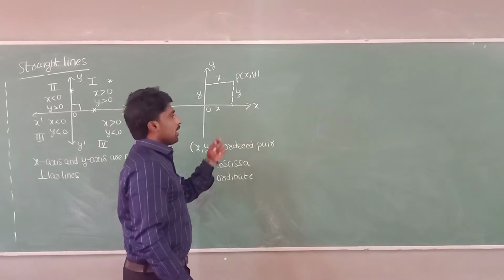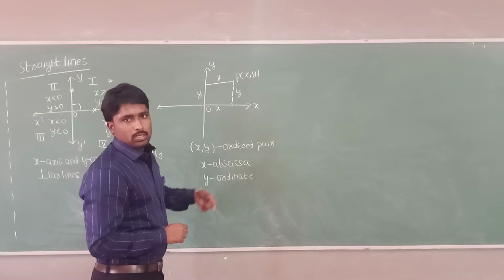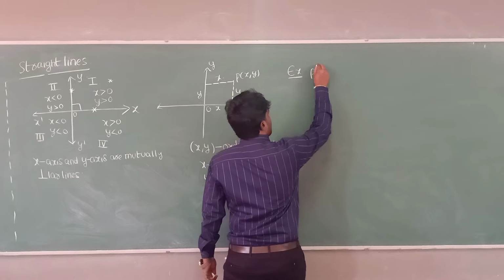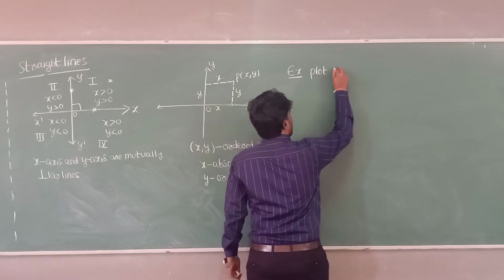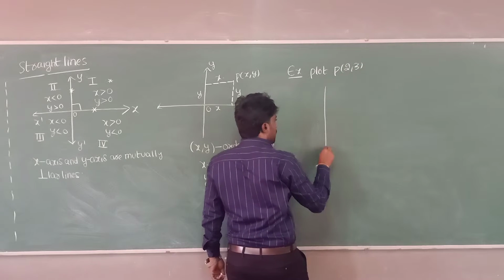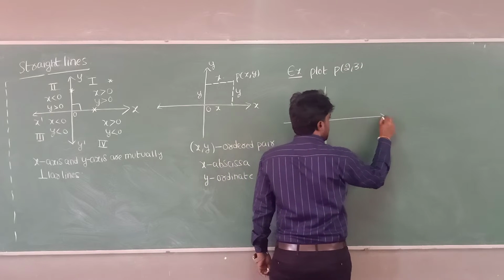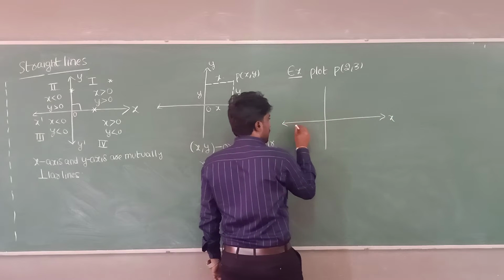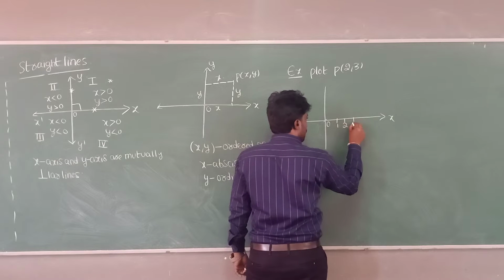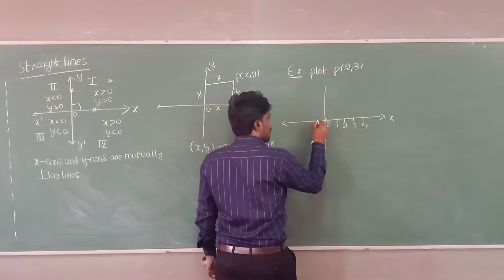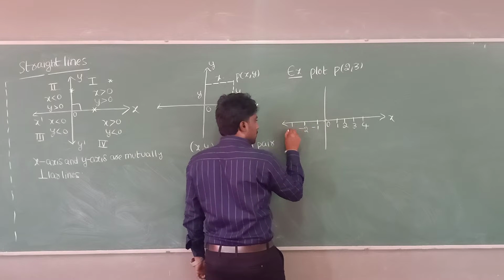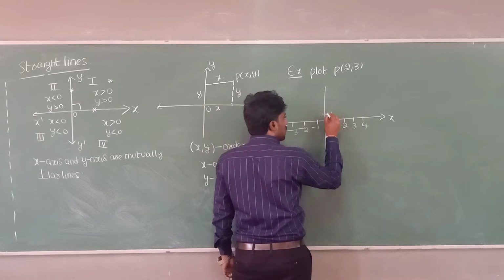Now for better understanding, I will give one example based on this. Example: plot the point P(2, 3). To plot this, I am taking the graph here, with y-axis and x-axis. You can take numbers on the x-axis: 0, 1, 2, 3, 4. The negative x-axis has negative values: minus 1, minus 2, minus 3. Here you have to take positive values.